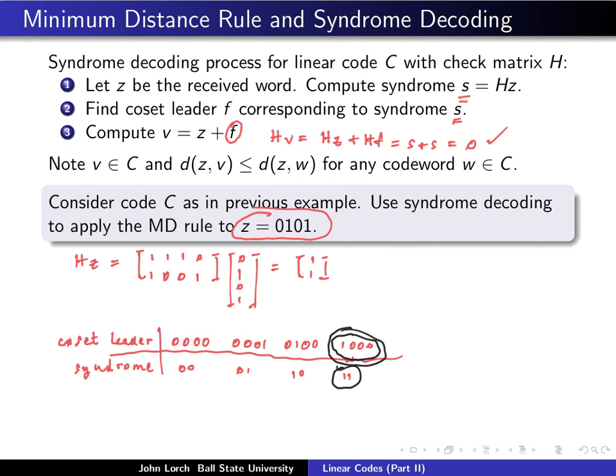And so to apply the minimum distance rule, what I'm now going to do is compute V, which is Z plus F. Z now is 0, 1, 0, 1, and F, our coset leader, is 1, 0, 0, 0. And when we make that sum, we get 1, 1, 0, 1. So that is a code word that is as close as possible to Z.